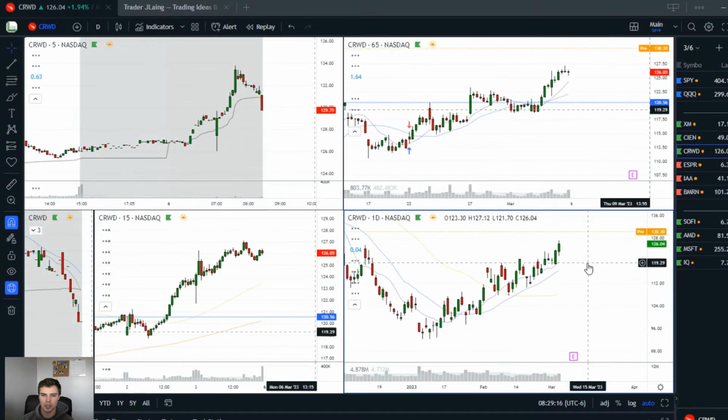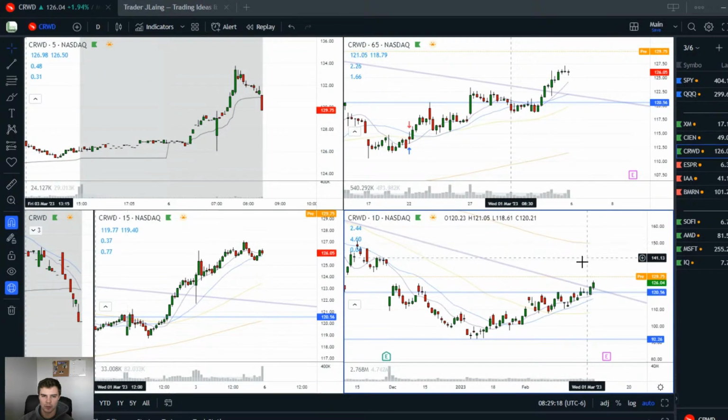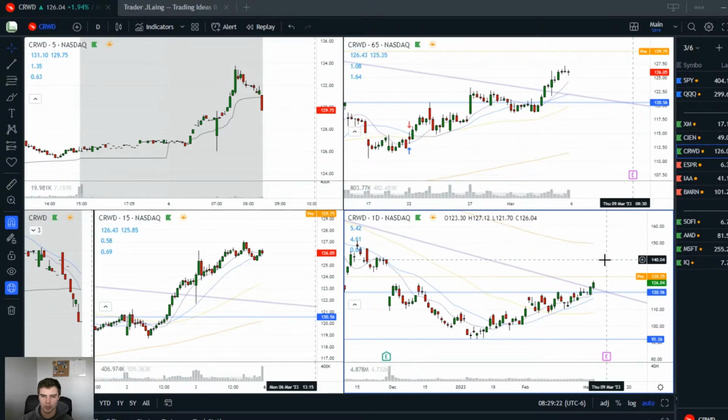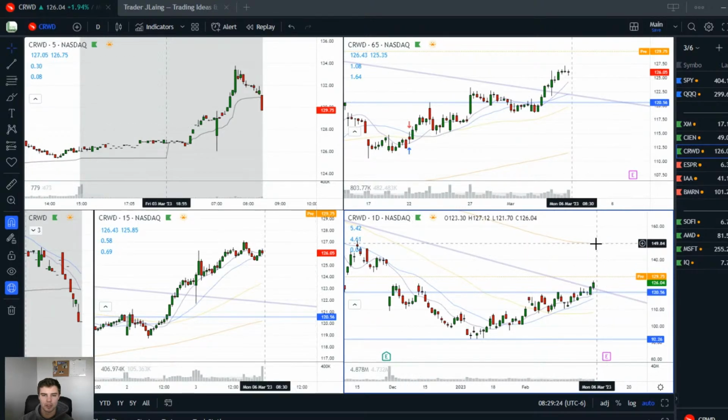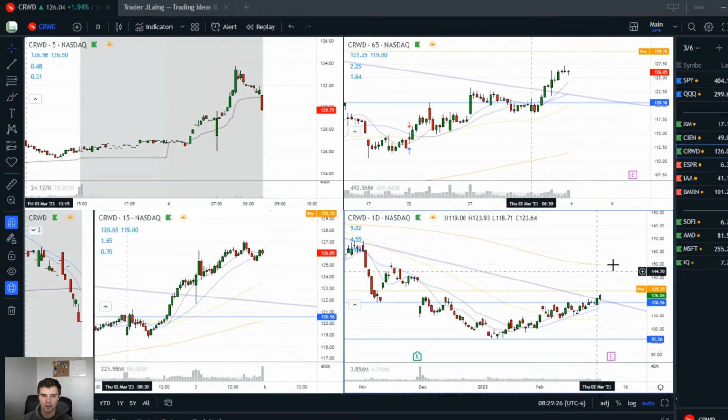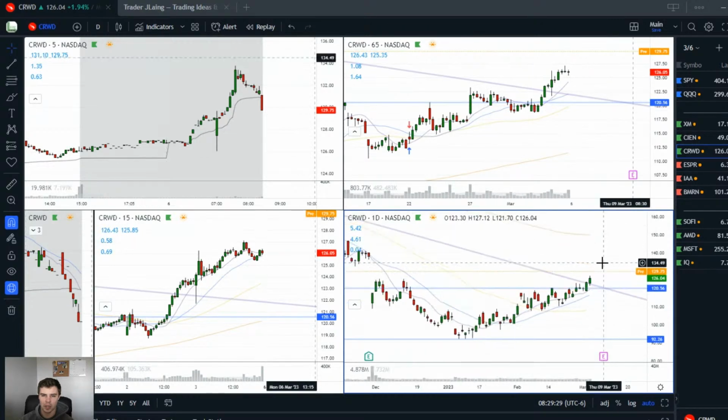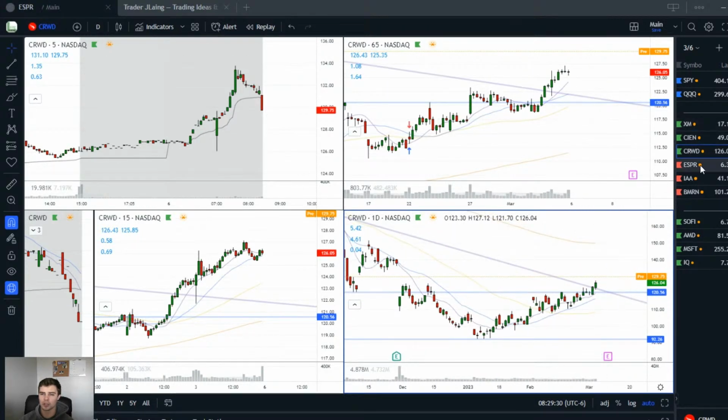The CRWD, the crowd, another one, gapping into a void. The gap fill, we got at like 138, so should have easy room up to there. Really, this thing could get 150. I mean, this thing doesn't really have any resistance until we get there, so I really like crowd. It's one of my top watches.